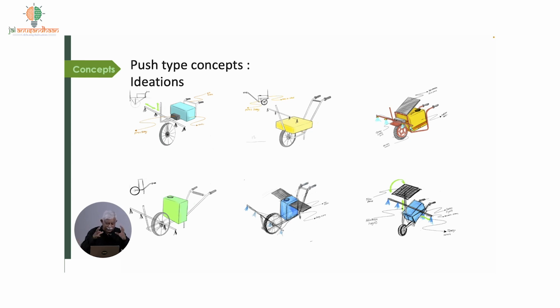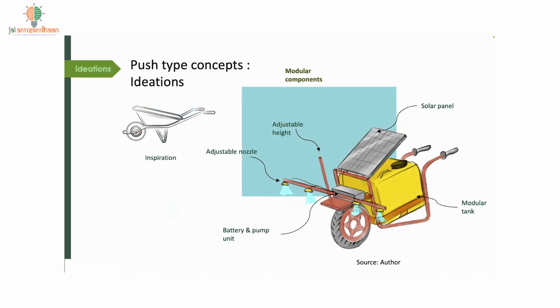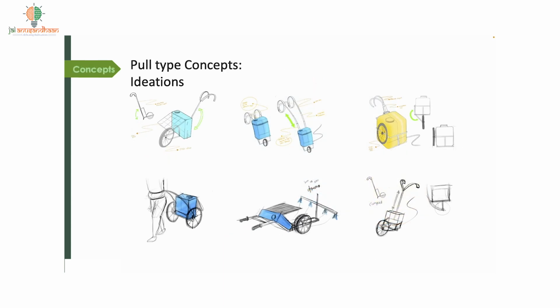Where do I put the center of gravity? How do I hold it? What are the dimensions of it? How do I put the solar panel next to it? So many options. So this is one of the options: adjustable height, adjustable nozzles, battery pump, that's the solar panel, and that's the modular tank, right?